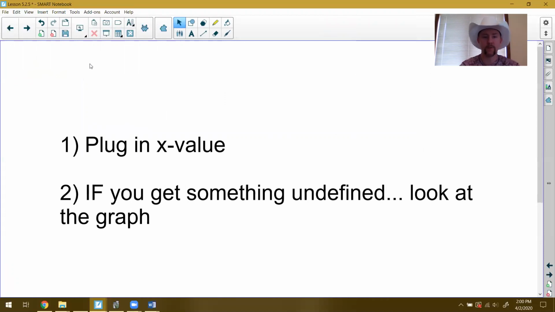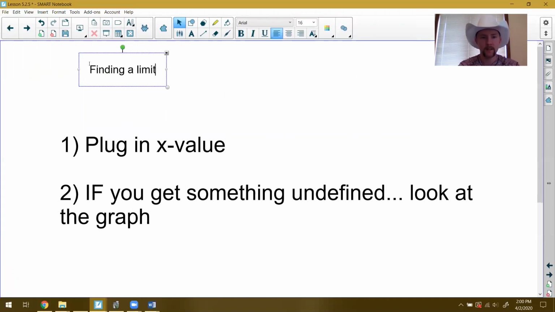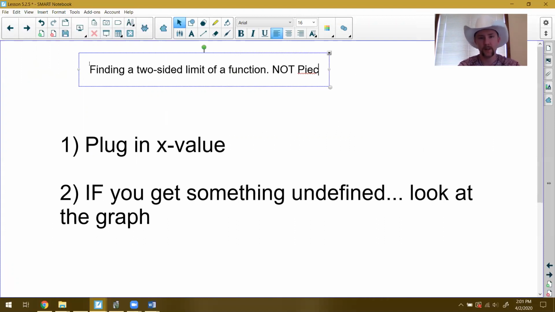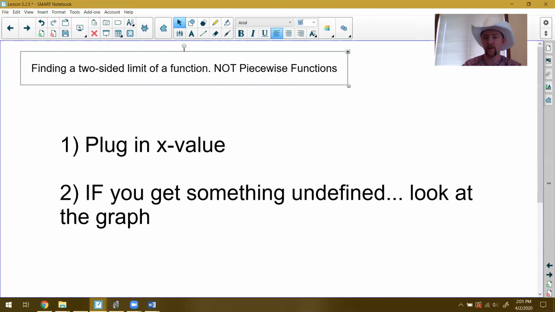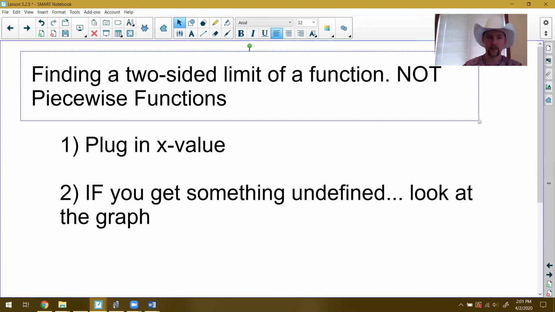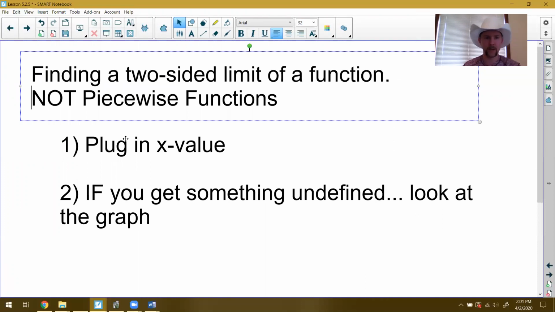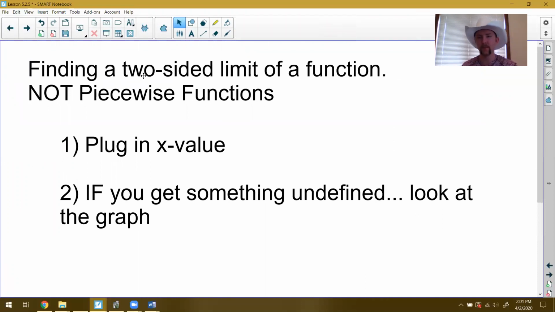So this works for finding a two-sided limit of a function, not piecewise functions though. The piecewise functions, like I said, we've talked about before. We've been working on IXL on those things. And for those we have some extra work we have to do. We have to look at the function. It's more so from a graph of a piecewise function that we're going to find our limits. But if it's not a piecewise function, this is my number 1 strategy: plug in the x value. Doesn't work? That's okay. Look at the graph.